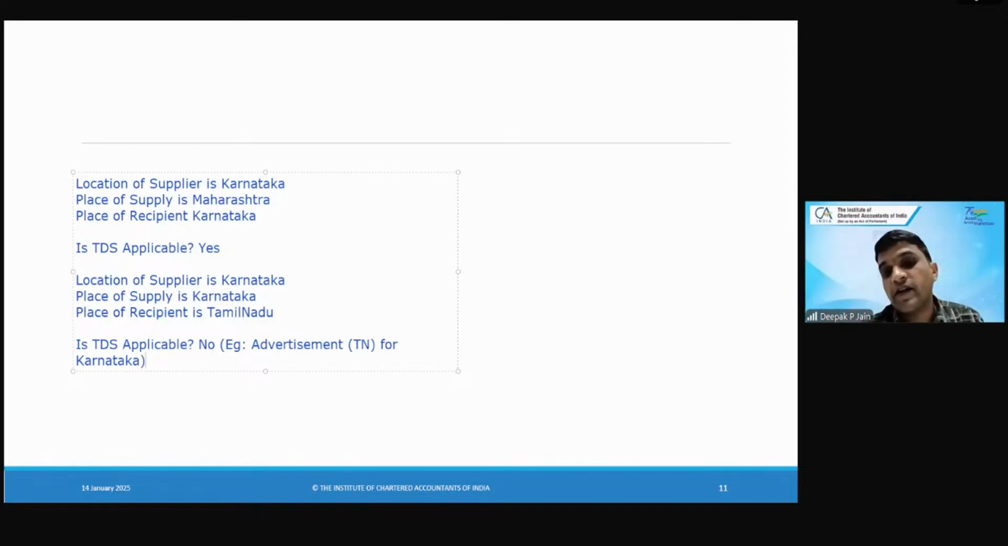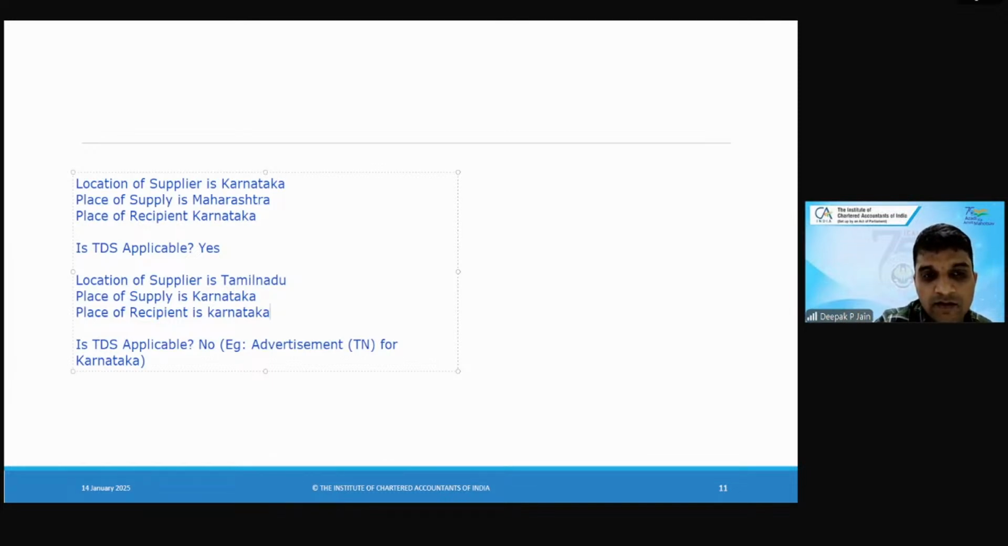So when this government is giving a contract to an advertisement company which is in Tamil Nadu, and the advertisement is done in Karnataka, what will be the place of supply? Karnataka, because we have understood section 13 step by step. Where the advertisement is performed, that will be the place of supply. So in this scenario, the location of supplier is Tamil Nadu, because the advertisement company is the supplier, the place of supply is Karnataka, and the place of recipient is the Karnataka government. So Tamil Nadu and Karnataka are different states for the supplier and recipient. So they will not deduct TDS in this case.